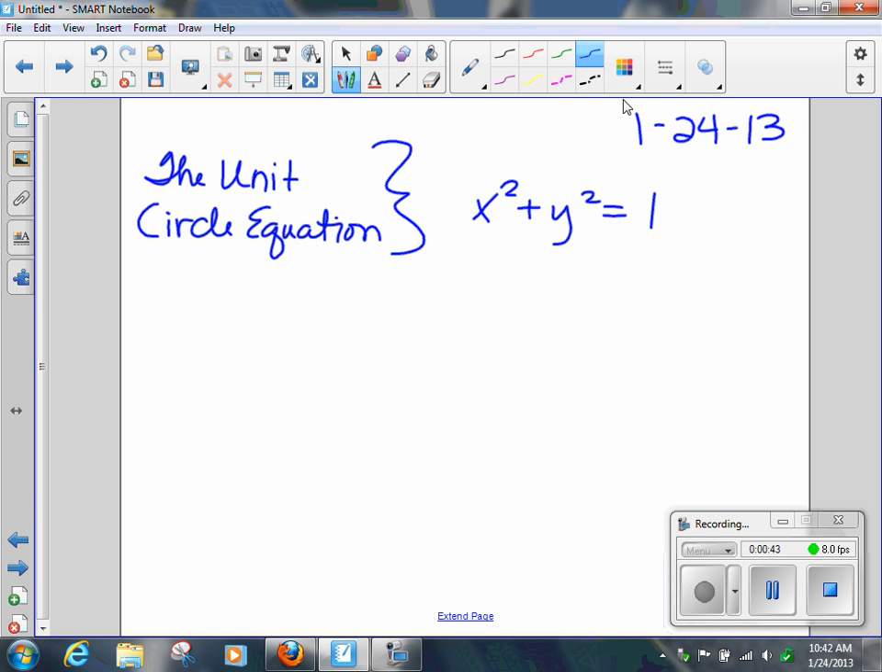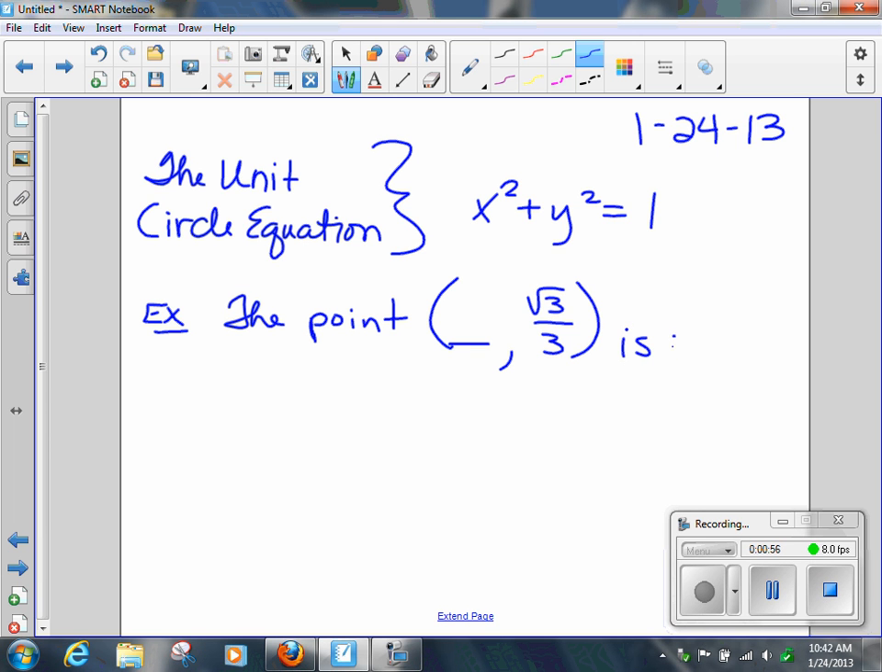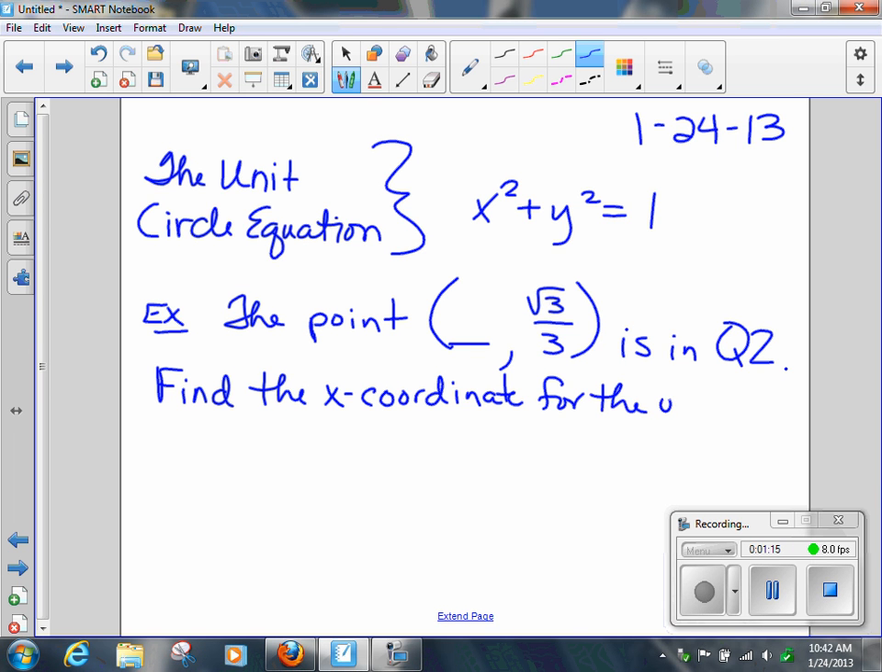For kicks, to review from yesterday, I want you to do this problem. The point, this ordered pair, blank, root 3 over 3, is in quadrant 2. I want you to find the x coordinate for the ordered pair. I want you to do that now on your own.